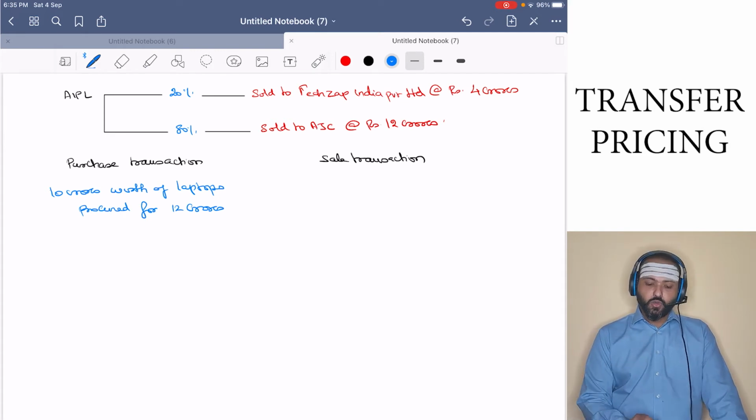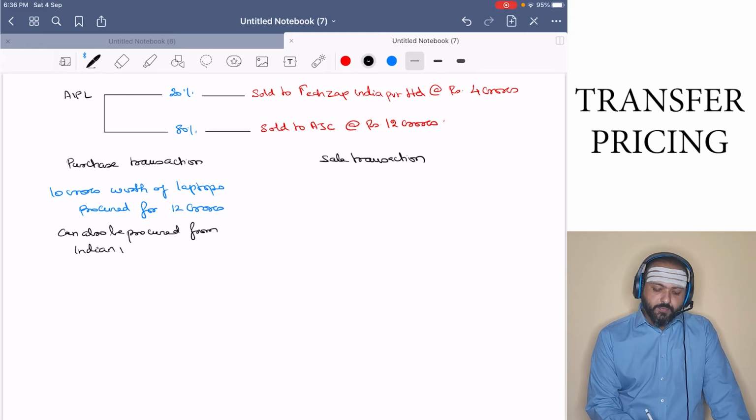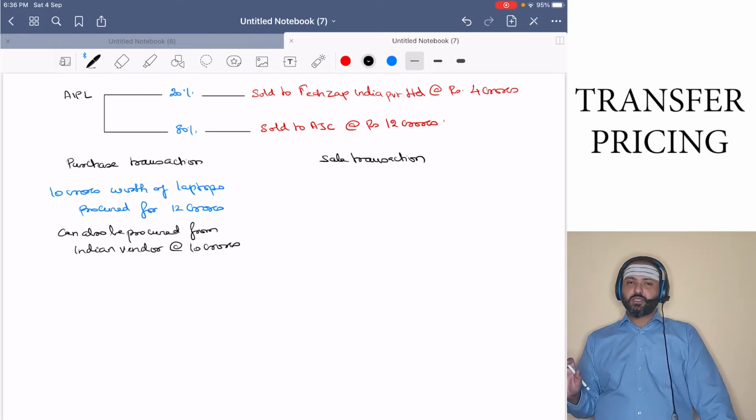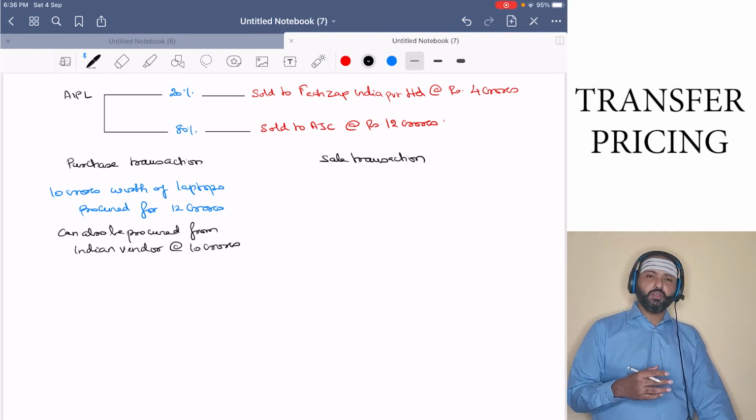Correct? So it can also be procured from India, from an Indian vendor at 10 crores. Sir, what about customs duty? Forget about customs duty for the time being. Let us focus on getting the conceptual clarity, then we can get into the details.